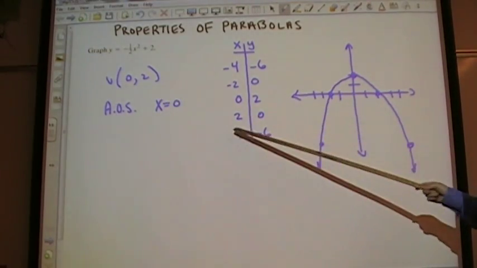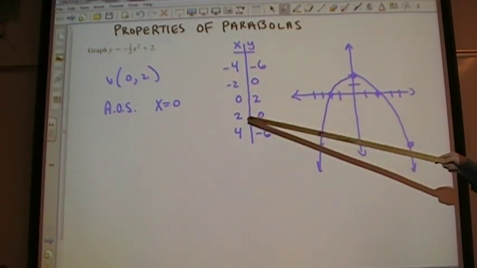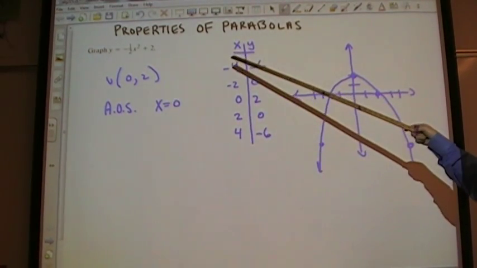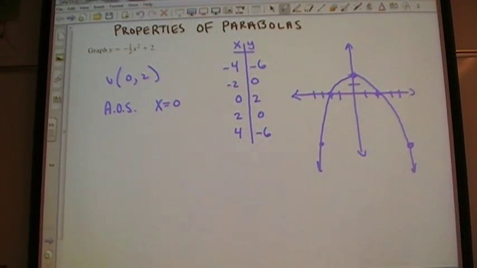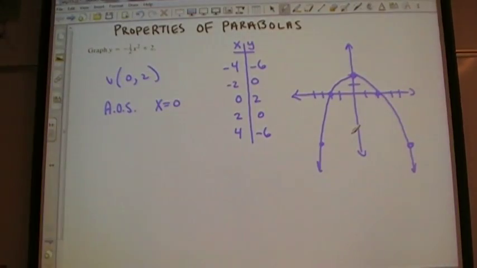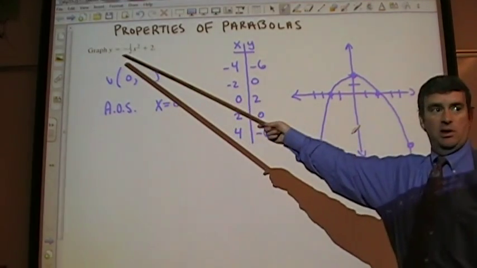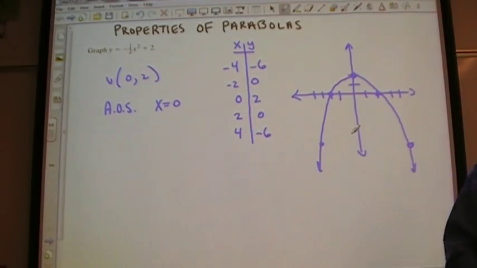When you do your table of values, put the vertex in the middle. 0, 2. Now, you choose any points you want for x. What you want to do is pick 2 points on the right of the vertex, 2 points on the left of the vertex. Notice I chose 2 and 4 here, and negative 2 and negative 4, because that way I won't get a fraction in my answer. You could have chosen 1 and 2, but you would have gotten a fraction when you plugged in 1, which is fine if you're okay working with fractions.